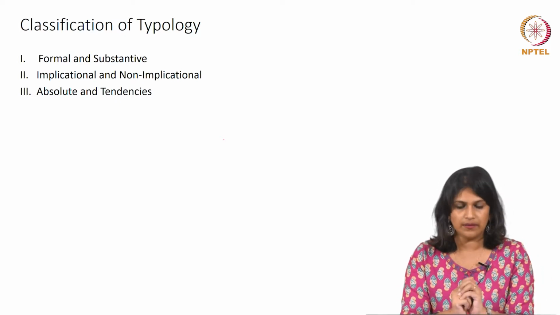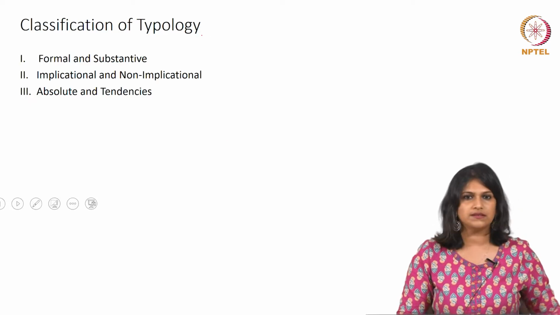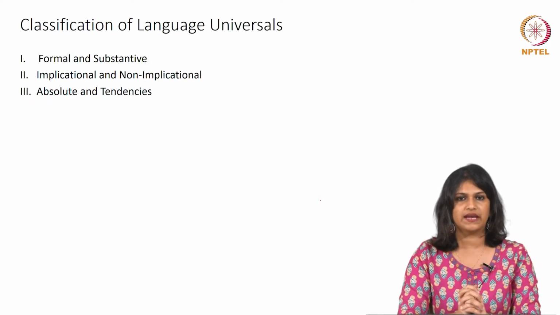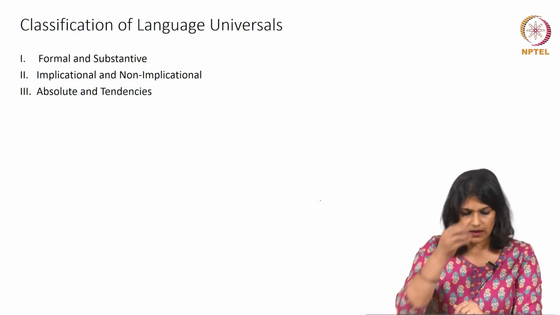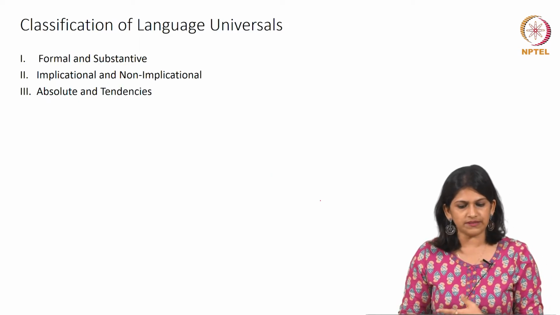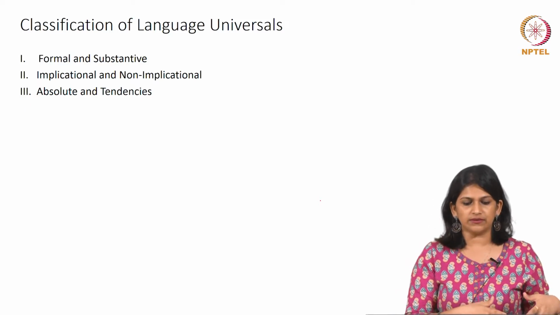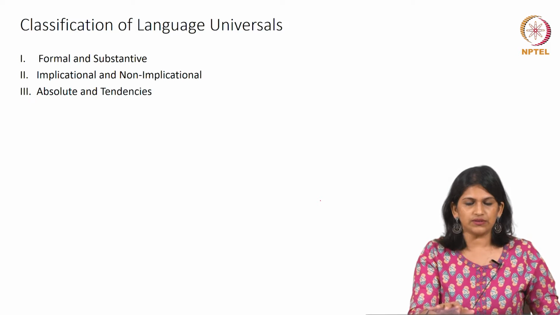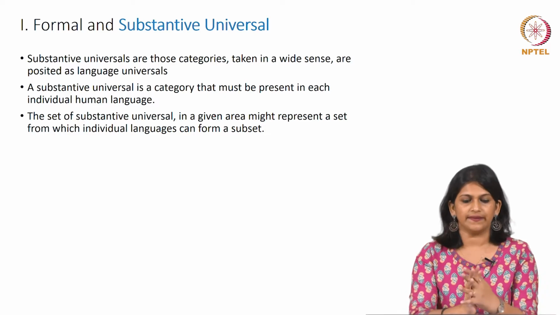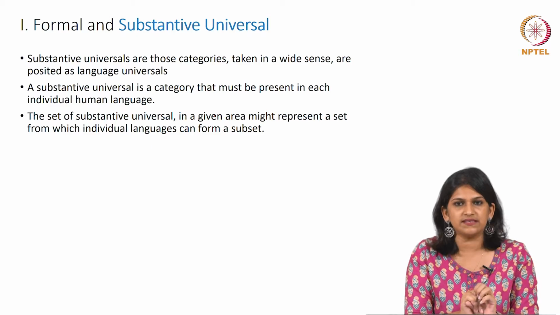So, we will first focus on classification. I will give you a broad classification of language universals. The first type could be formal versus substantive universals, then implicational versus non-implicational universals, and absolute universals and tendencies. These are the three primary areas of discussion that I am going to talk about in a while. So, let us begin the discussion with formal and substantive universals.